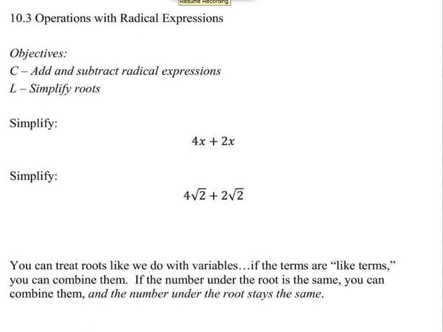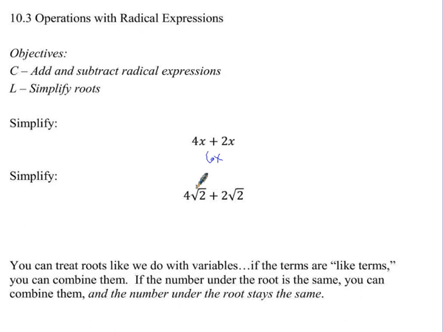So for example, 4x plus 2x, what's that if I simplify it? It's 6x. 4x plus 2x is 6x. We know how to do that. Those are like terms. 4 square root 2 plus 2 square root 2. If we treat the square root 2 like a variable, we can do exactly the same thing.